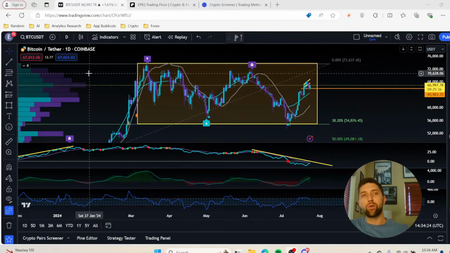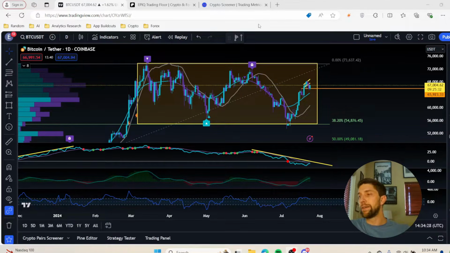Now we're going to use Bitcoin on the Coinbase chart as a reference and an example of how I do my time frame trading and how I do my discrepancies, and pretty much how I figure out how I'm going to be trading for the next weeks to months or even hours, for example.